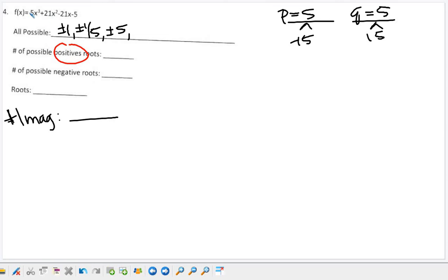So positives, positive to positive, positive to negative, negative to negative. So I have 1. Negative, so flips sign on an odd, stays the same on an even, flips sign on an odd, and the constant stays the same. So negative to positive is 1, positive to negative is 2. Which means my number of imaginaries is also 2 or 0. Yes, because I can have 1 positive and 2 imaginary, or 1 positive and 2 negative, and the other one would be 0.